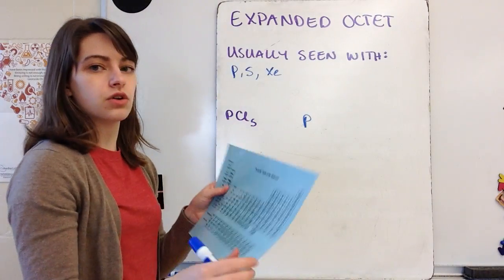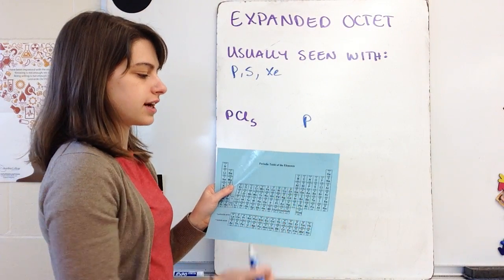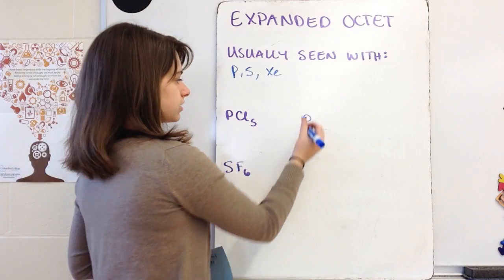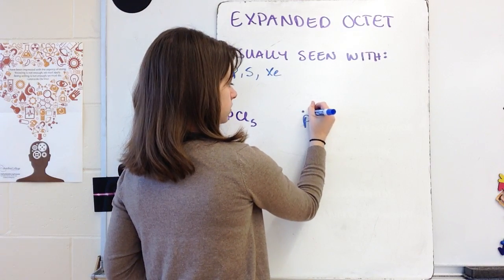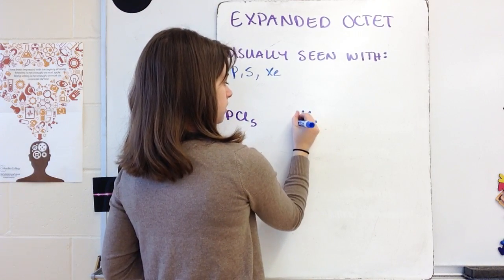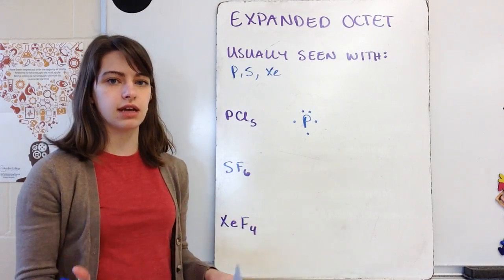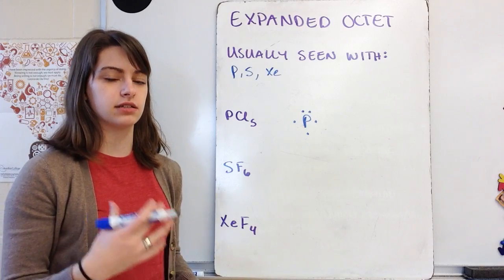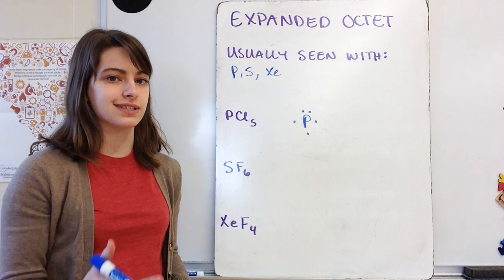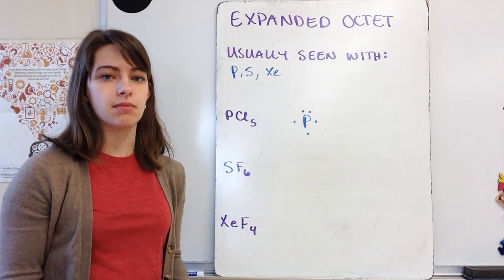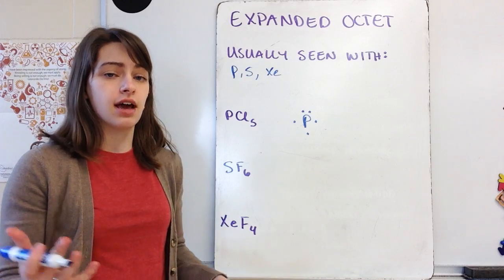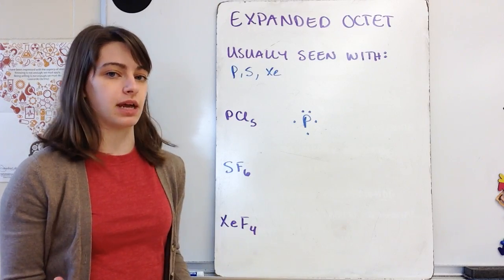Let me grab my periodic table. So if we look on our periodic table, we see that phosphorus has 5 valence electrons. I'm going to go ahead and draw those in. 1, 2, 3, 4, 5. But we have 5 chlorines. Now that doesn't make sense. If phosphorus is going to bond to 5 chlorines, that means it's going to have 10 electrons minimum just in those 5 bonds, which tells us that this is going to be an expanded octet.